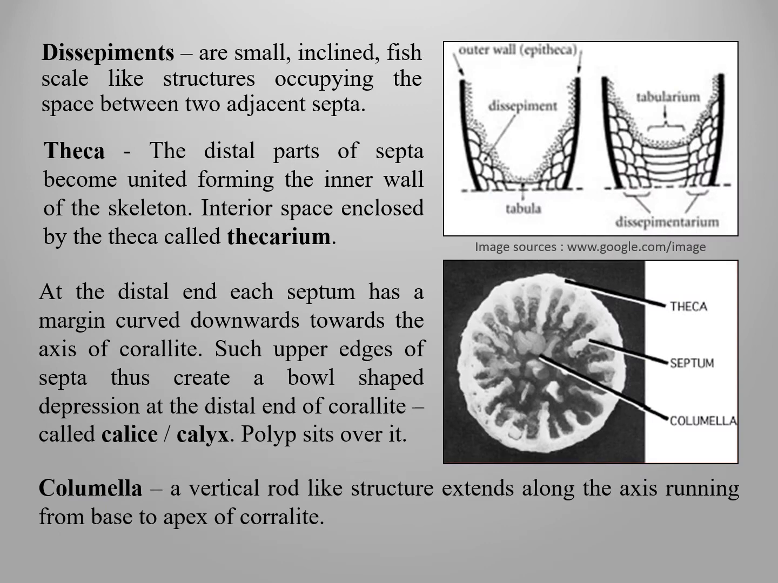Apart from septa and tabulae, which are the main calcareous hard parts found within the corallites, in some cases there occur small fish-scale-like structures within the corallite, mostly occupying the space between the adjacent septa. Here you can see small scale-like calcareous projections inside the corallite, known as dissepiments.